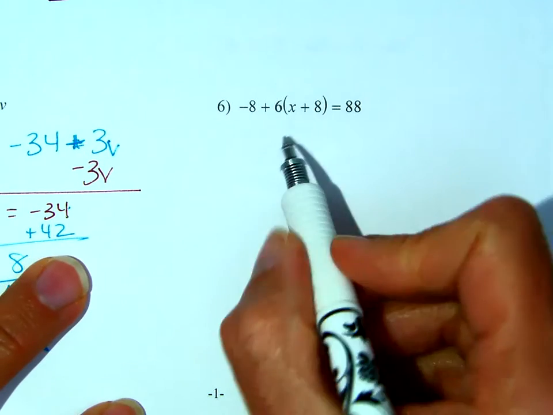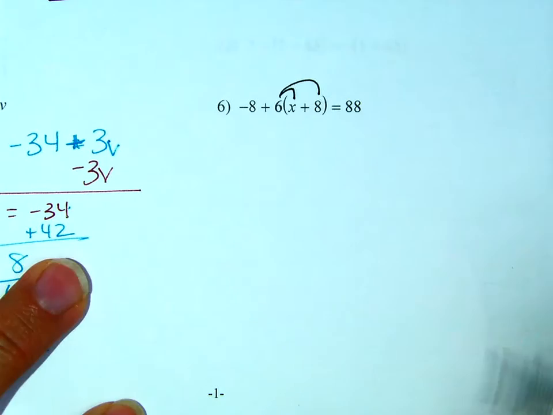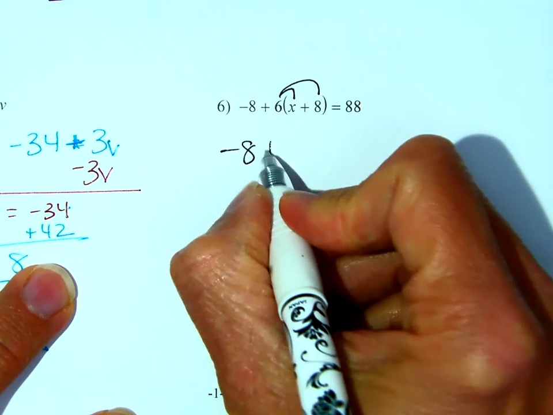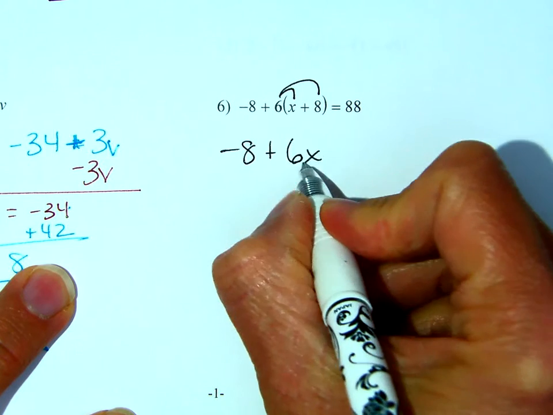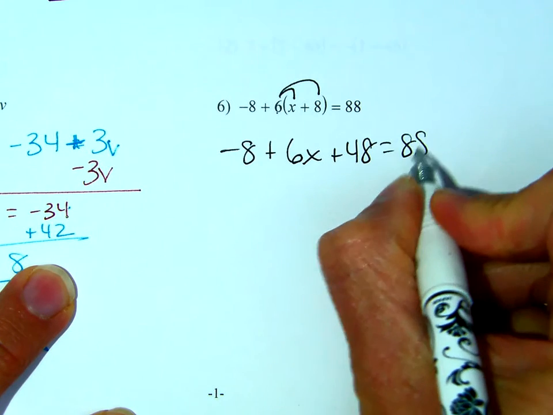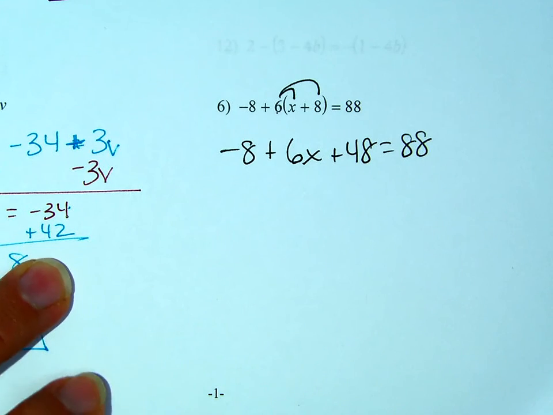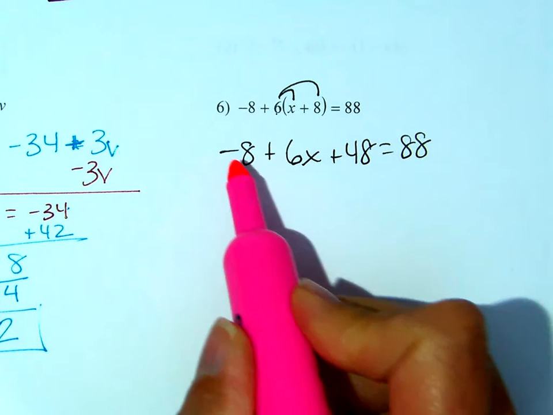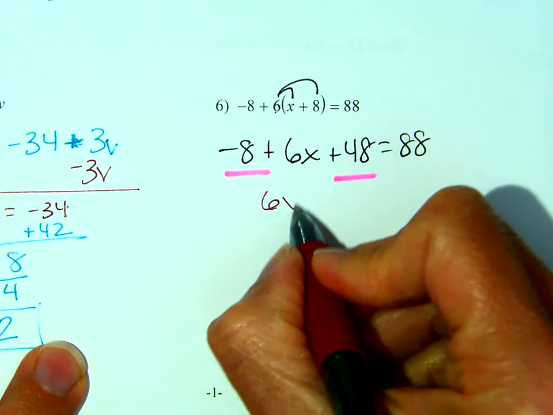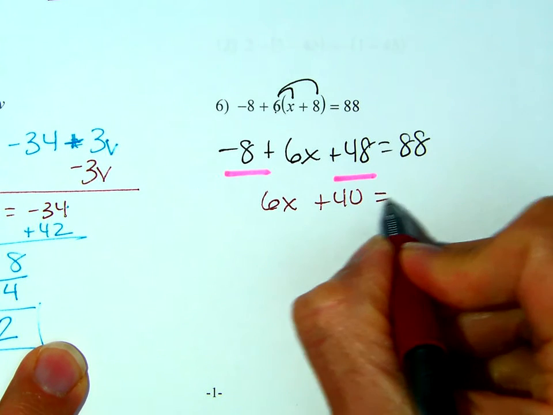We, again, are going to see that there's a parenthesis, so we know we're going to distribute first. So negative 8 plus 6 times x is 6x. 6 times 8 is 48 equals 88. The next step is to notice the like terms, right? I see my like terms, the 48 and the negative 8, and I'm going to combine those, and I'm going to get 40. So 6x plus 40 equals 88.